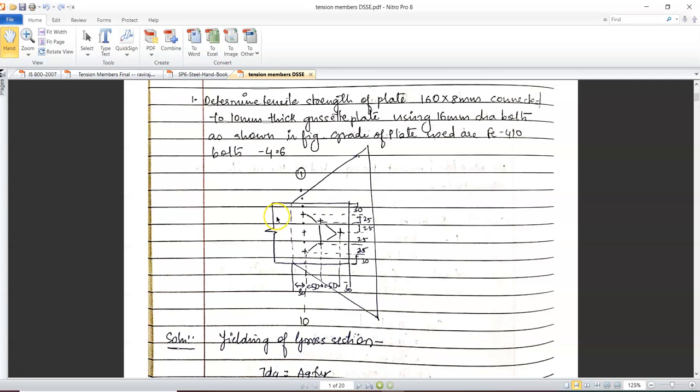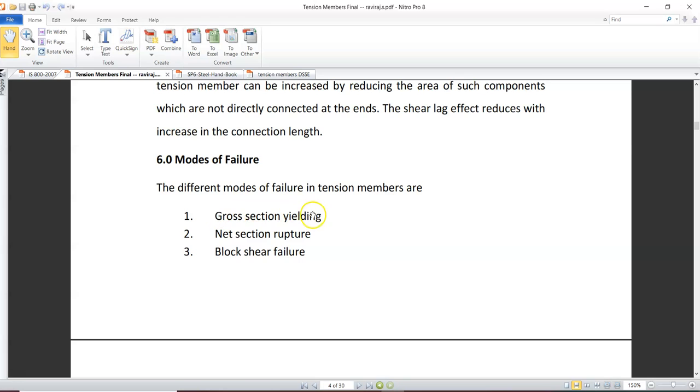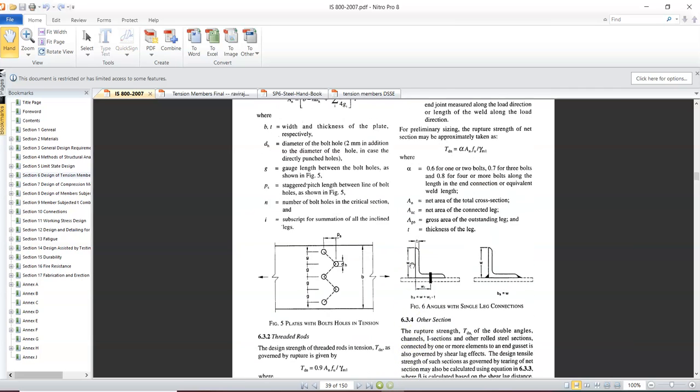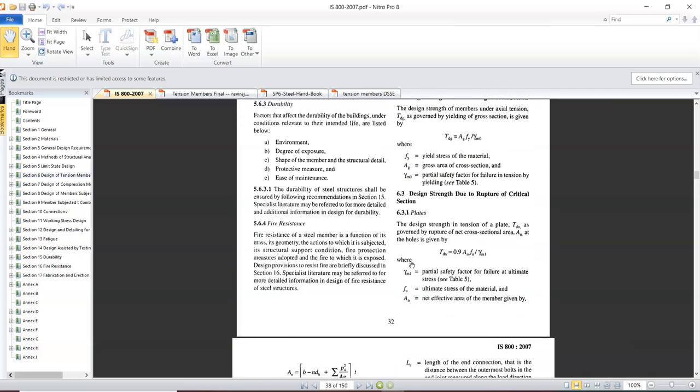So here, this tends to fail by this, which is subjected to tension now. This plate tends to fail by yielding of gross section, rupture of critical section or net section, and by block shear. As per the code, we'll check all those three capacities of the plate.